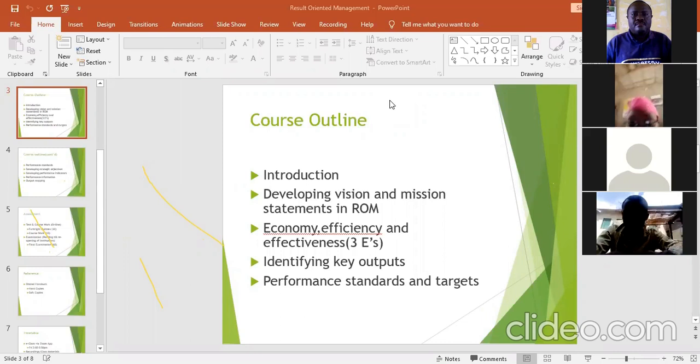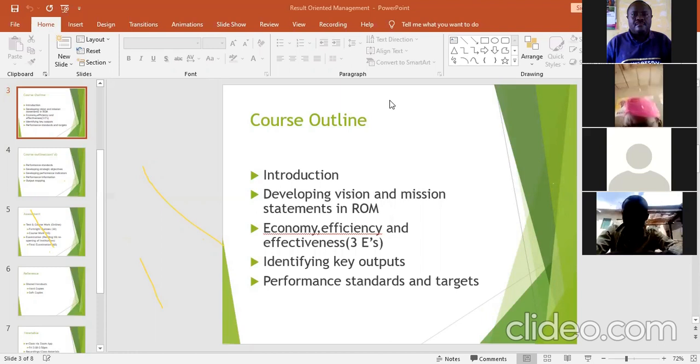Having looked at the benefits of ROM, now let us look at the challenges involved, because I've said some organizations in Uganda have already introduced ROM. So what we are discussing here is not something new. We are discussing a phenomenon, a management style which has already been adopted by some organizations in Uganda, like the public service. So what are the barriers towards the introduction of ROM?